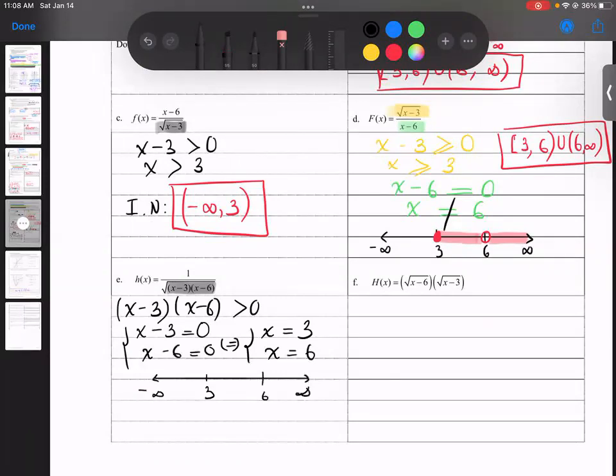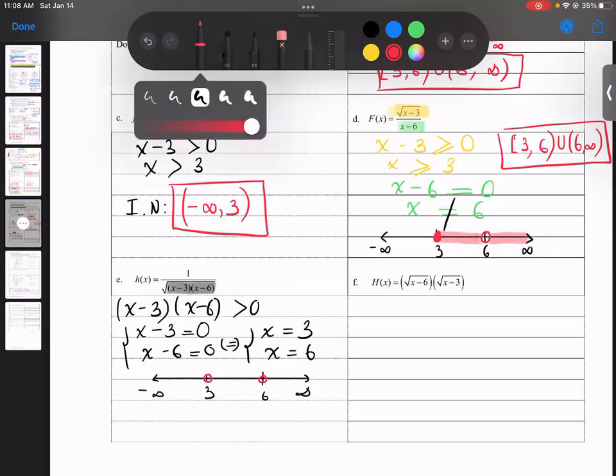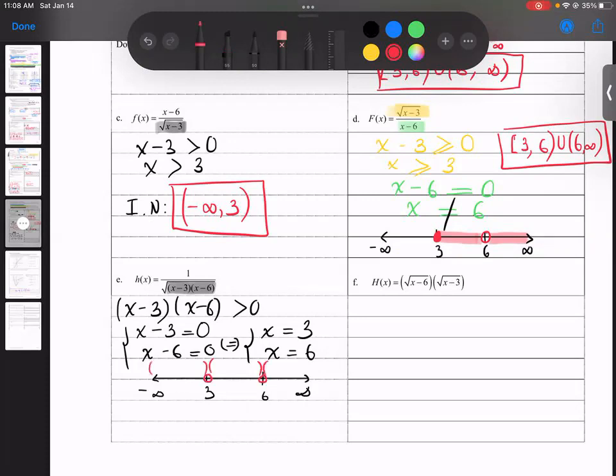Are 3 and 6 included? No, right? It had to be strictly larger than 0. Remember, there's no equal sign there. So 3 and 6 are not included. I'm going to put the hollow dot here just to remind me so I don't forget. Also, if it's hollow, it's going to have a parenthesis, right? And at the two ends, it's always parenthesis as well.